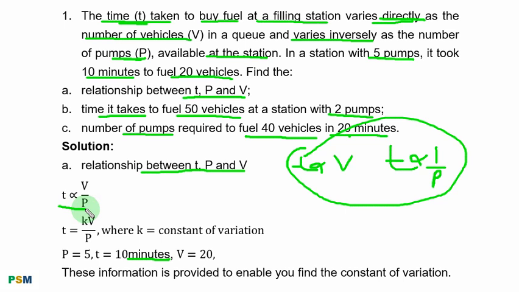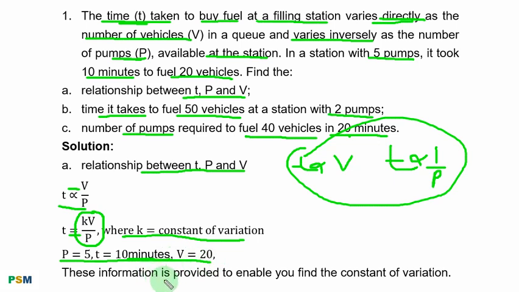Anytime we are dealing with variation, we always replace the symbol of variation with equality sign. As you are doing that, you introduce K, the constant of variation, to multiply the right hand side. If you look at the question carefully, at a point the 3 parameters are given.